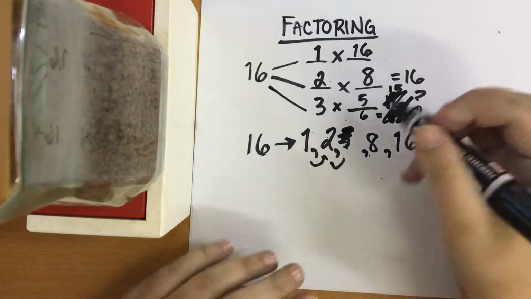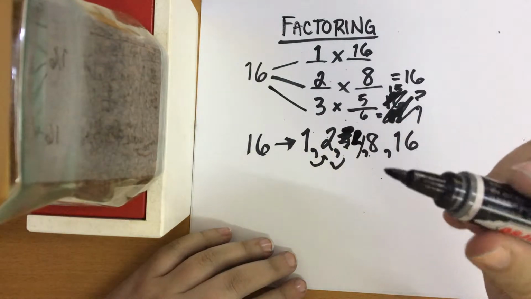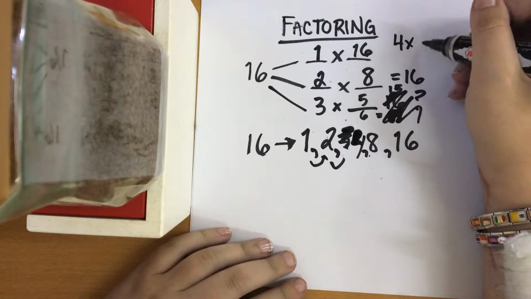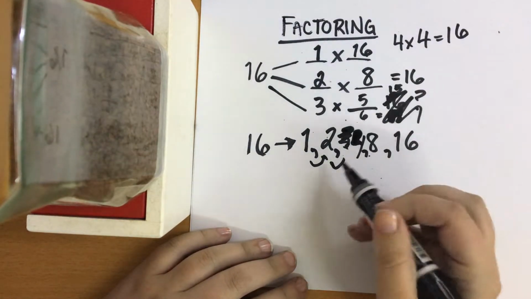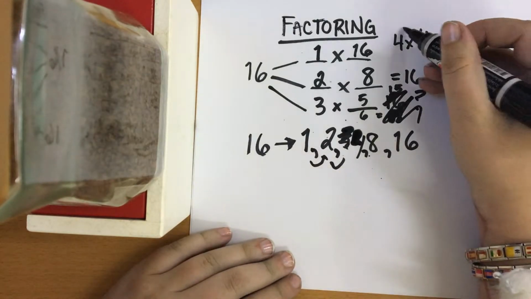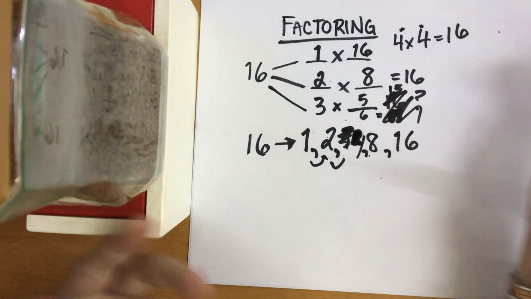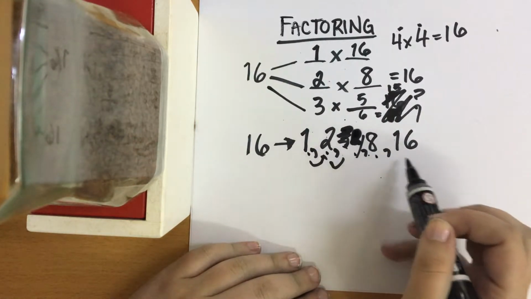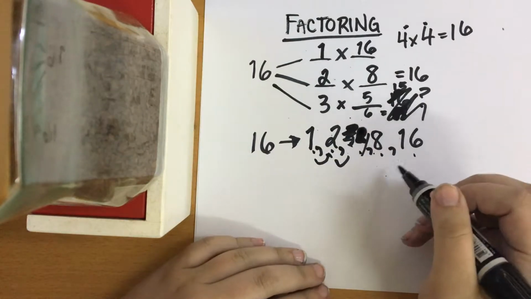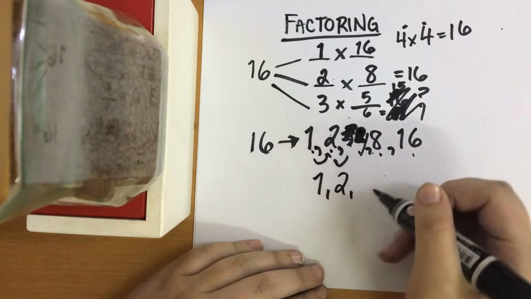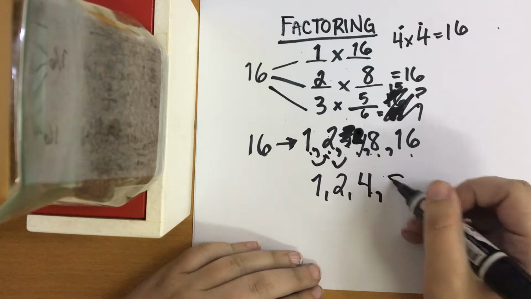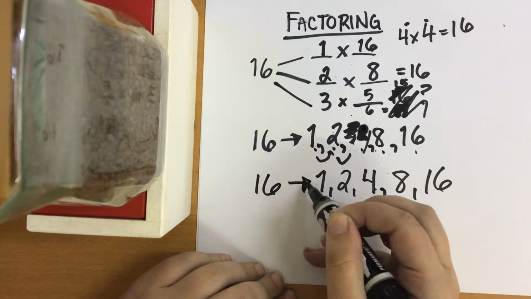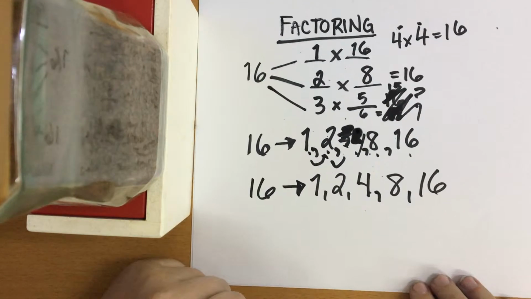What's next? 4. 4, oh, this is leaking. That's not good. 4 can be multiplied 4 times 4 to make 16. And because we've now hit a point where our numbers are multiplying by themselves, we're done. That means that 1, 2, 4, 8, and 16 are all of the factors that we know of 16. And I'll write that out a little bit more neatly because my pen is not working super well right now. All of the factors of 16. That is how you do factoring.